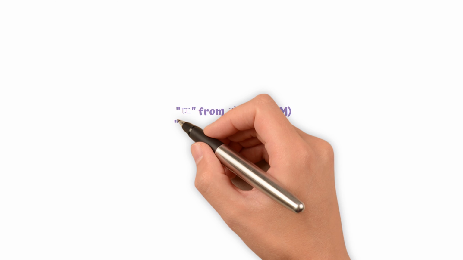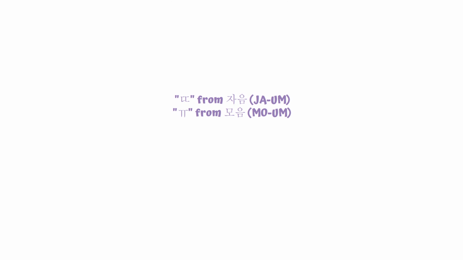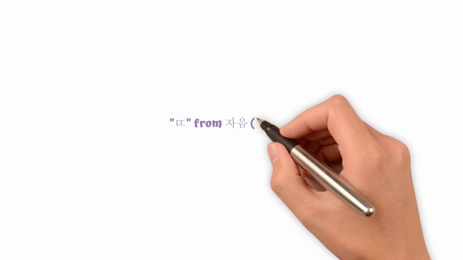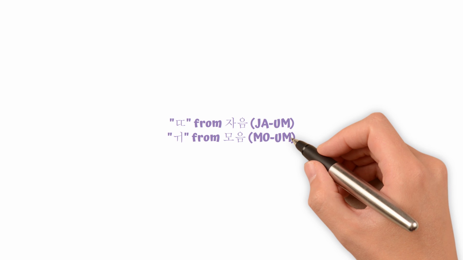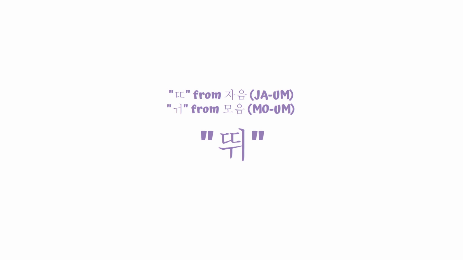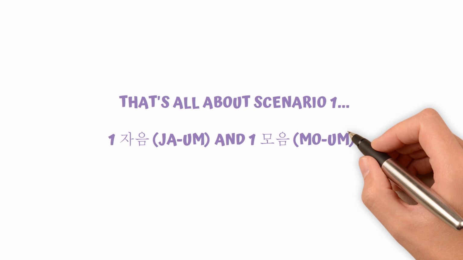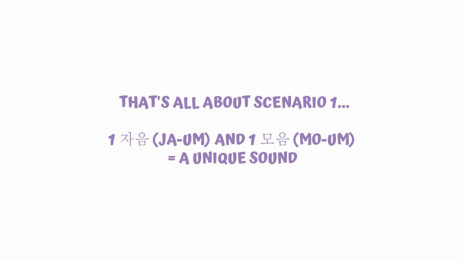And lastly, let's try combining a double form of JA-UM and a MO-UM. When 쌍디귿, d, and u meet, they make a du sound, du. And how about 쌍디귿, d, and we? Together, they make a dui sound, dui. So that's all about the first scenario. You combine one JA-UM and one MO-UM, and each product will make a unique sound. Again, just because you can make a sound doesn't mean they're frequently used, but I really wanted to show you that you can make so many different kinds of sounds by simply combining the 2 characters.